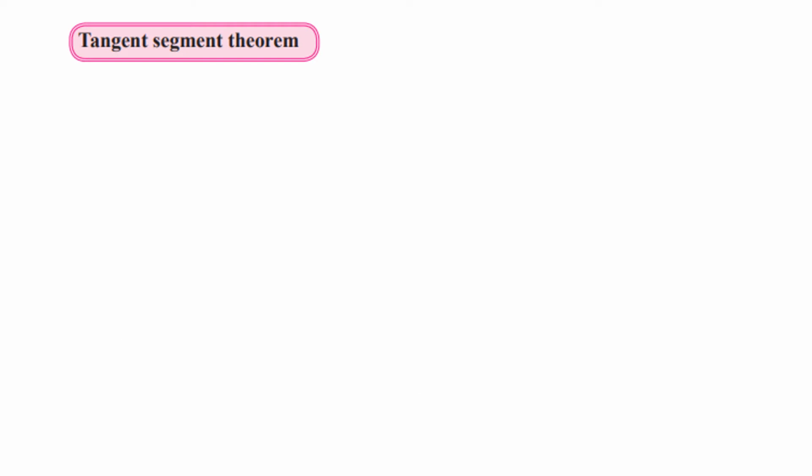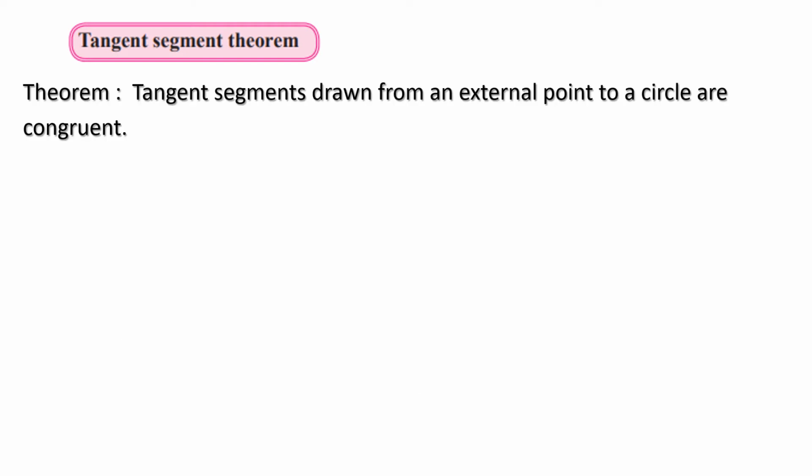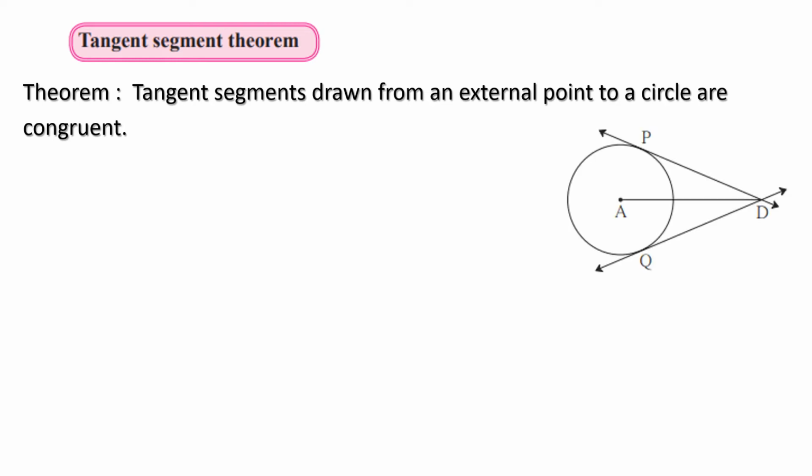Tangent segment theorem. The statement of the theorem is: tangent segments drawn from an external point to a circle are congruent. In the diagram, D is the external point and the two tangent segments drawn from that external point are segment DP and segment DQ to the circle with center A. So what we have to prove is that the segments are congruent, that means segment DP is congruent to segment DQ.